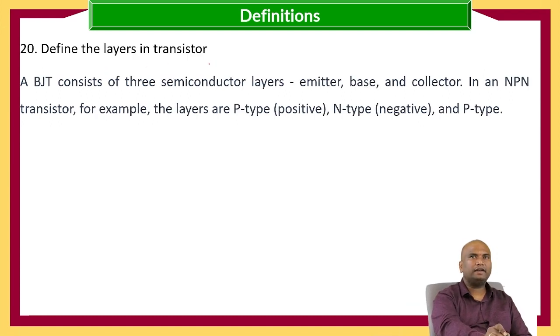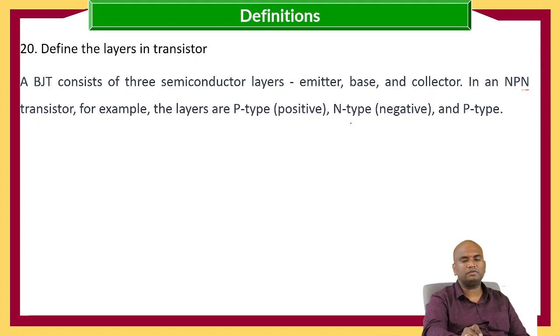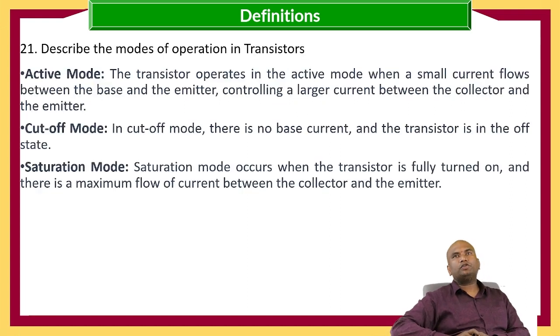Define the layers in transistors. A BJT consists of three semiconductor layers: emitter, base, and collector. In an NPN transistor, for example, the layers are N type, which is negative, P type, which is positive, and N type, which is negative. In the same way, for a PNP transistor, the layers are P type positive, N type negative, and P type again positive.